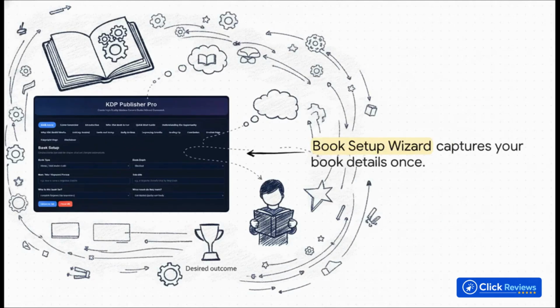Now, what's really fascinating here is that first step, the book setup wizard. This single interface solves one of the absolute biggest headaches of AI writing, which is context loss. If you've spent any time using AI, you know the pain of having to re-explain your book's concept, tone, and audience over and over again in every new chat window. Here, you enter the title, your target reader, and the desired outcome just one time. The software then uses that foundational data to inform literally every single prompt it generates moving forward, which keeps your book's tone incredibly consistent from the intro all the way to the conclusion.